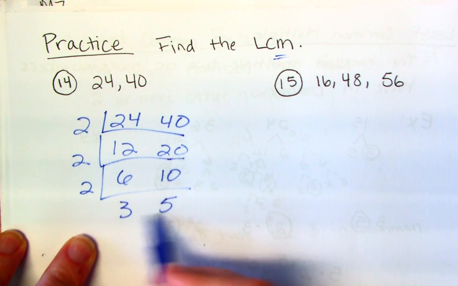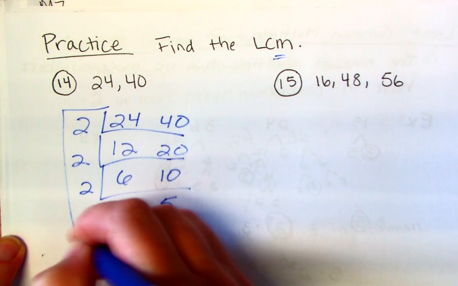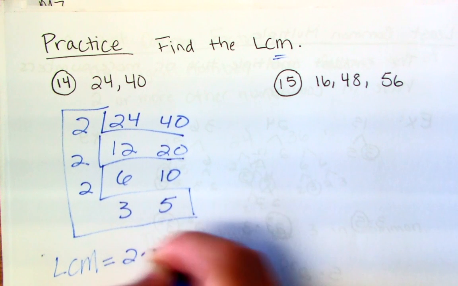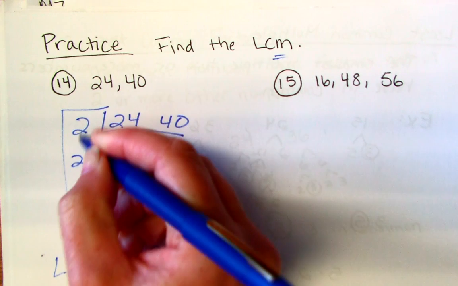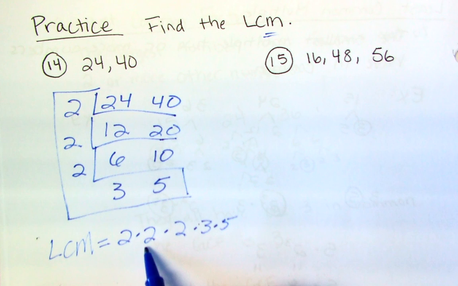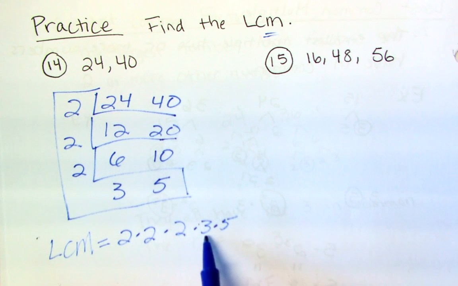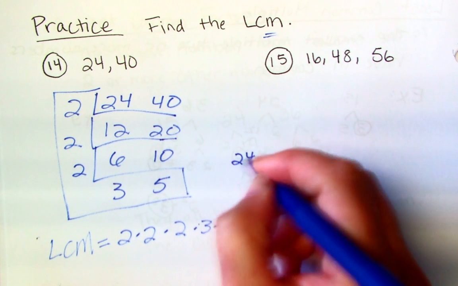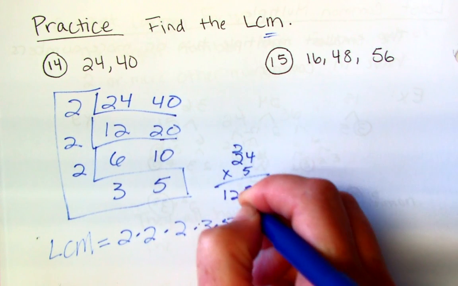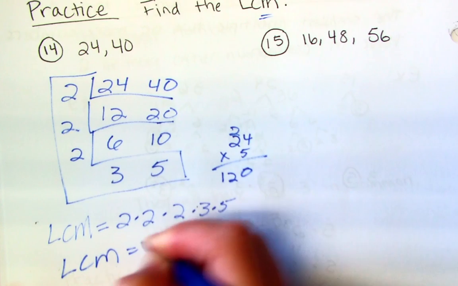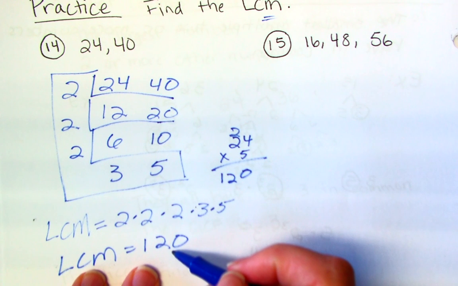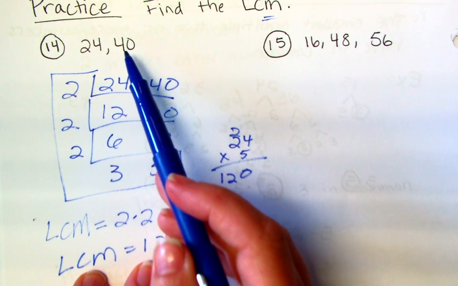So there's no duplicates on the bottom, and they're all prime, so I'm going to make my L. And my least common multiple is going to equal 2 times 2 times 2. So I'm just going down the side here. Times 3 times 5. So 2 times 2 is 4. 4 times 2 is 8. 8 times 3 is 24. 24 times 5. If you don't know what that is, you need to do that old school because we're not lazy. So 5 times 2 is 10, plus the 2 is 120. So your least common multiple is equal to 120. So that means that 120 can be divided by 24, and 120 can be divided by 40 evenly.